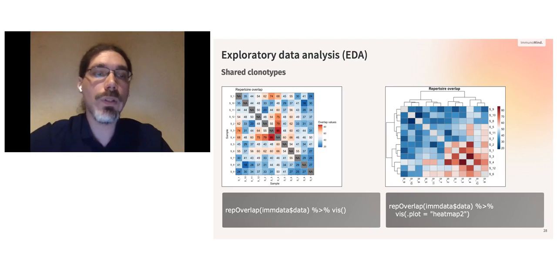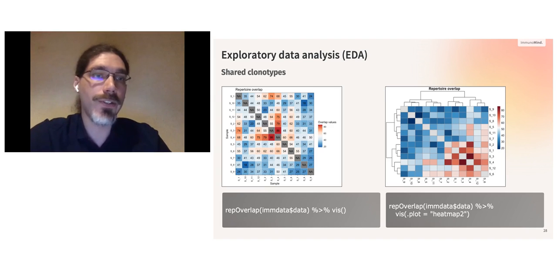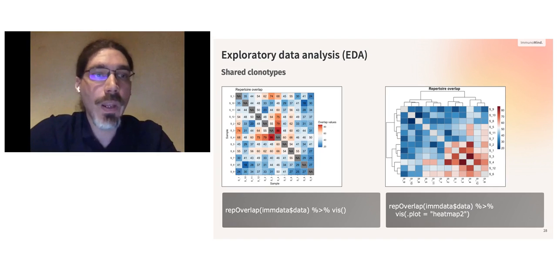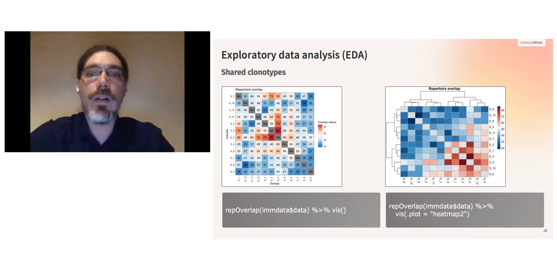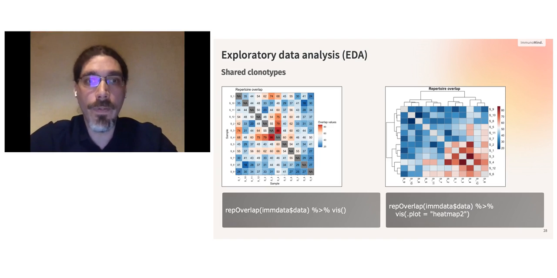In Immunarch, we visualize it using the heat maps. On the left side, you can see default heat map visualization, and in the cells of the matrix, you can see the number of shared clonotypes. The right side visualization is a little bit more interesting because it provides an automatic clustering of samples, and that's why it is a foundation for further analysis.